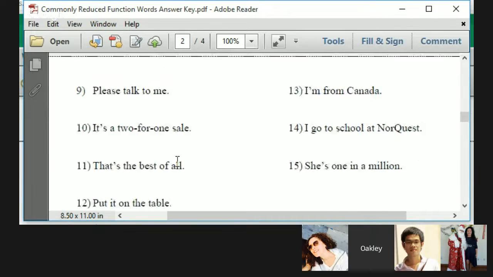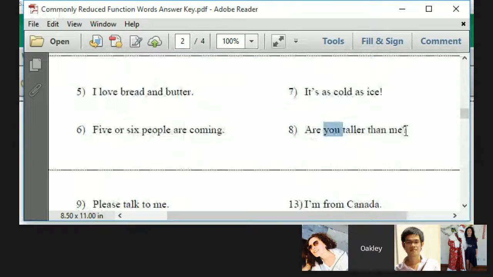Are you taller than me? Now, depending on how you say this, intonation overrides rhythm. Intonation is actually the strongest. So if I am, maybe I'm shocked. Are you taller than me? Wow, you used to be so short. You've grown so much. Are you taller than me?